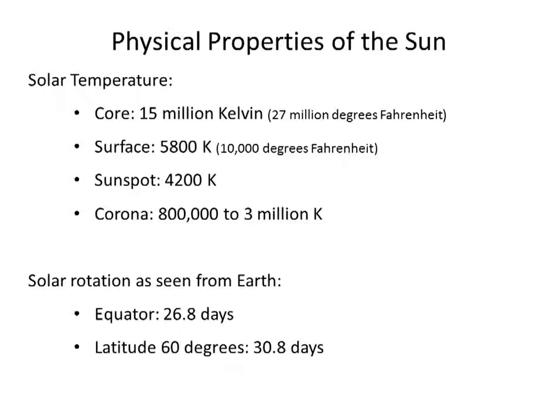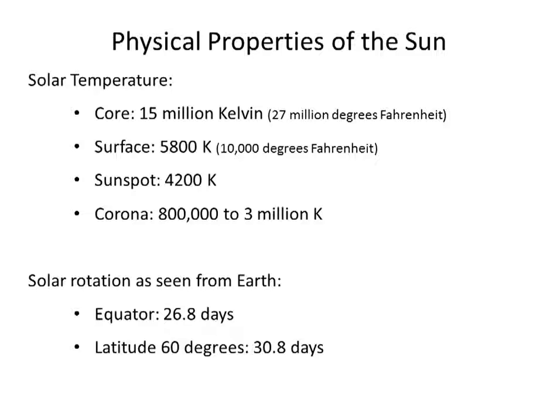So the middle of the sun, the temperature gets up to 15 million degrees Kelvin. That's 27 million degrees Fahrenheit, so extraordinarily hot at the center of the sun. Surface of the sun is relatively cold, at least compared to the center of the sun. The surface is 5,800 Kelvin, 10,000 degrees Fahrenheit. Still a little toasty for us, but again, far cooler than the center of the sun.